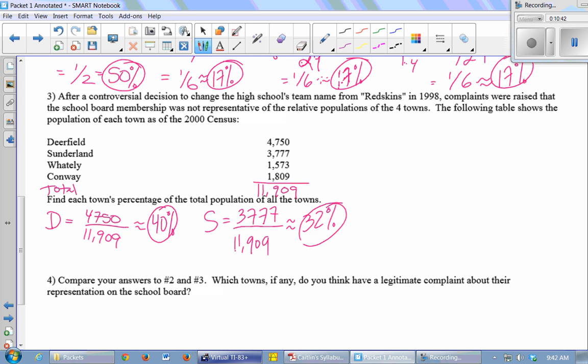Do they have anything to complain about? Yes. They have 32% of the population. Close to Deerfield, right? It's only 8% different from Deerfield, but they only have 17% of the power. So they are very underrepresented.